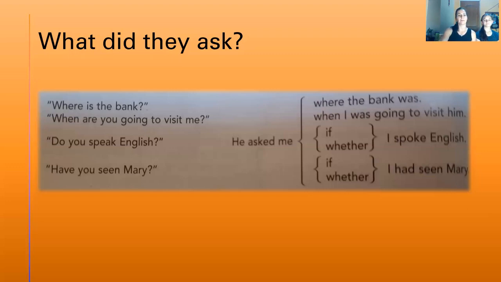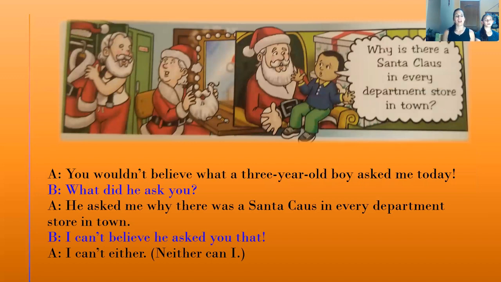So what does this look like? Here we have a picture of Santa Claus. And in the United States, there are lots of Santa Clauses in all of the stores around Christmas time. And the children come to Santa asking what they want for Christmas. So Santa is saying to his wife, you wouldn't believe what a 3-year-old boy asked me today. No vas a creer lo que un hijo de 3 años me preguntó hoy. What did he ask? He asked why there was a Santa Claus in every department store in town. I can't believe he asked you that. I can't either. And here we also want to see that there are 2 options. I can't either, or neither can I.